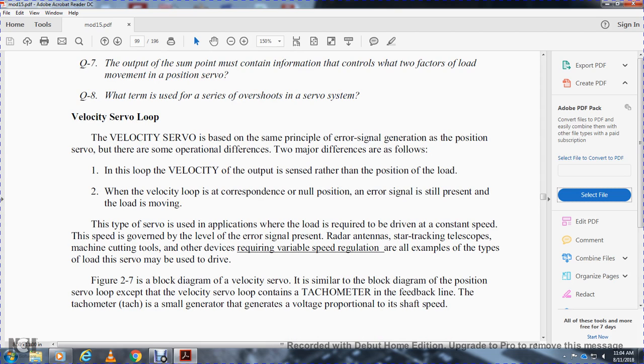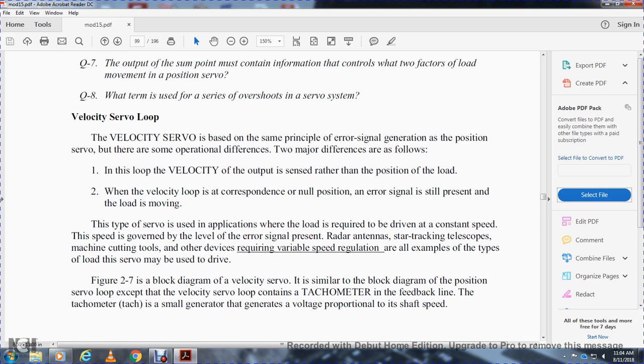First, in the velocity loop the output is sensitive to the velocity of the load rather than its position. Second, the error signal is still present when the load is moving. On top of the servo load, you put an application where the load is required to be driven at a constant speed governed by the level of the error signal present, such as a radar antenna tracking a target, a telescope, a machine tool cutting tool, or another device requiring various speed regulation. These are all examples of types of loads a servo may drive.